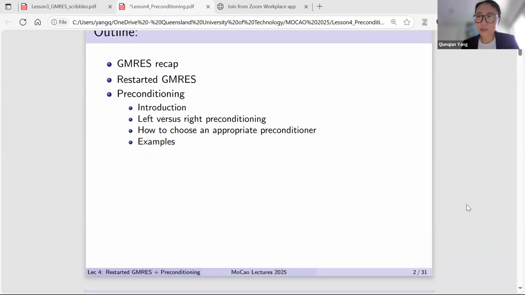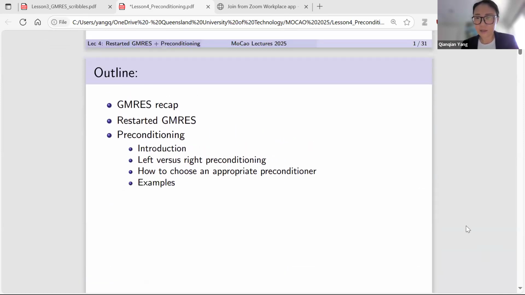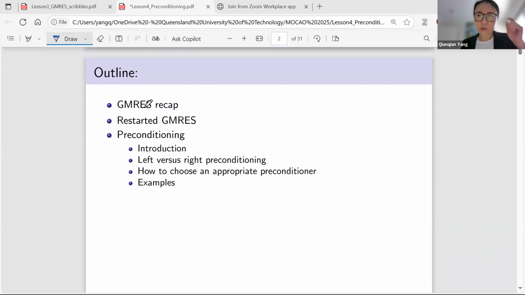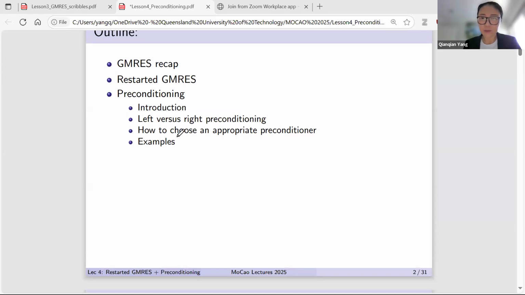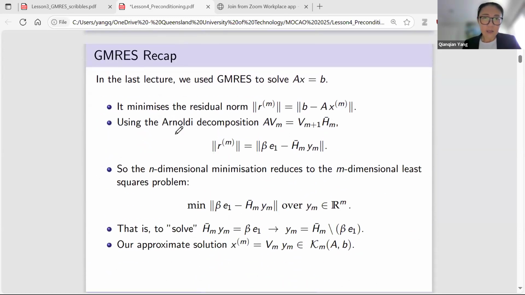So this is the outline of today's lecture. We will do a little bit of revision on the standard GMRES, and then we will talk about another way to implement GMRES, which is called restarted GMRES for large problems. And then we move on to a different topic called preconditioning. Okay, that's the plan for today. Let's do the revision.